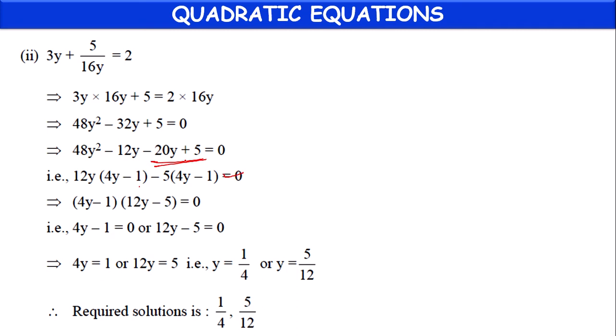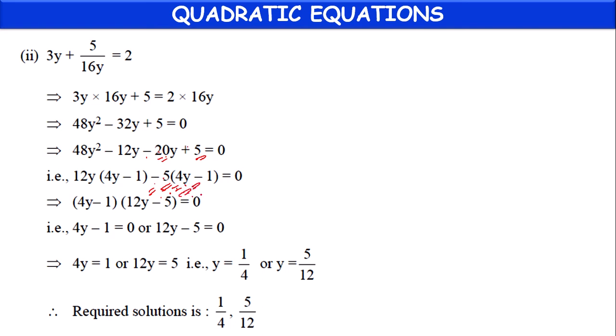Next two terms. In 20, we can write it as 5 into 4. So 5 is common here. If you take 5 common and minus common, 5 4 times 20, 4 will be remaining, y will be remaining.